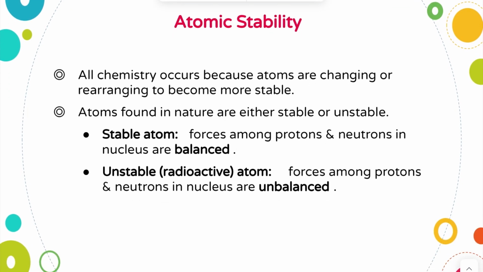So, atomic stability: all chemistry is occurring because atoms are changing and rearranging to become more stable. Atoms that are found in nature are either stable or unstable. A stable atom has forces that are balanced between the protons and neutrons in the nucleus. In unstable atoms, the forces between the protons and the neutrons in the nucleus are unbalanced. Another term for unstable is radioactive, because it's going to go through a change. Radioactive might be a term you have heard before, but maybe not understood the meaning of.